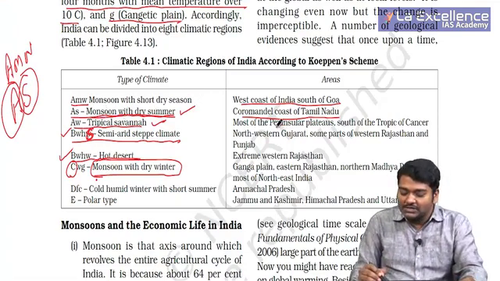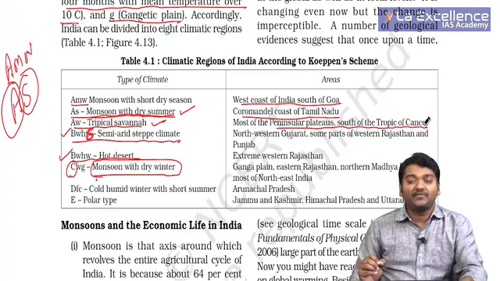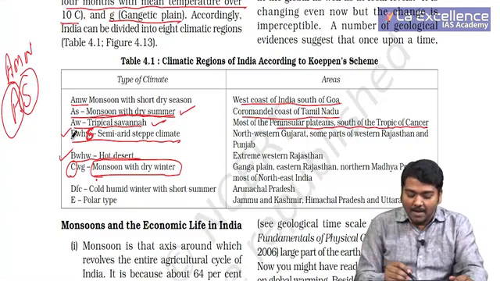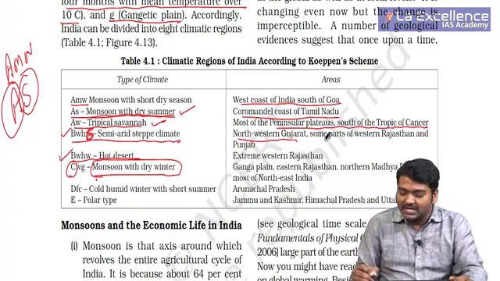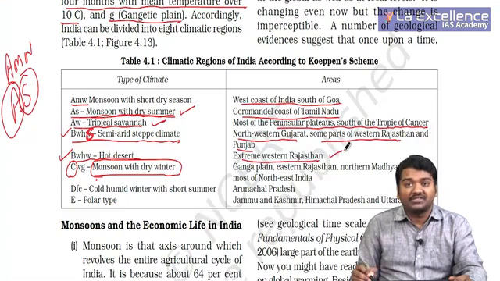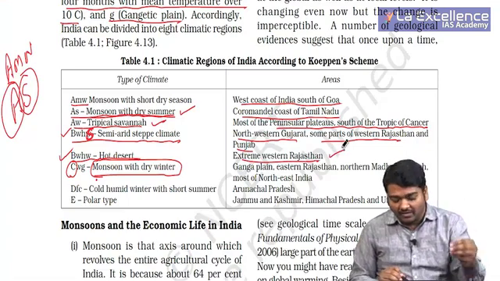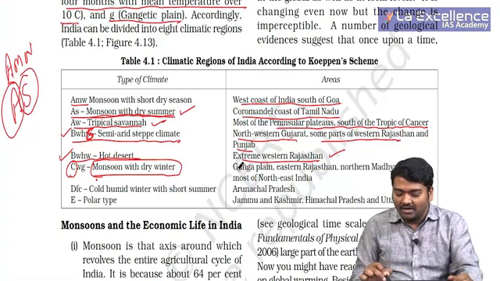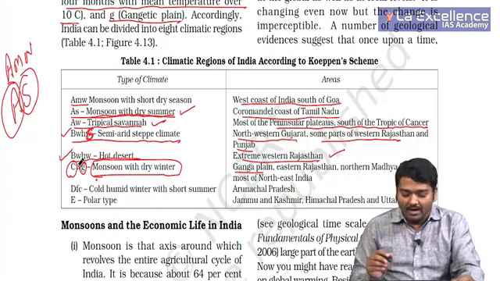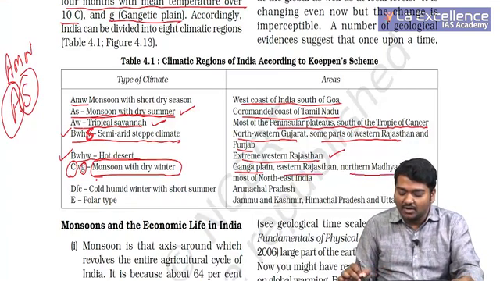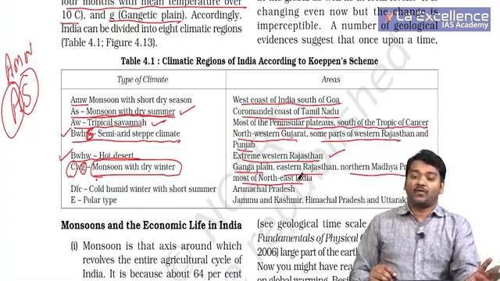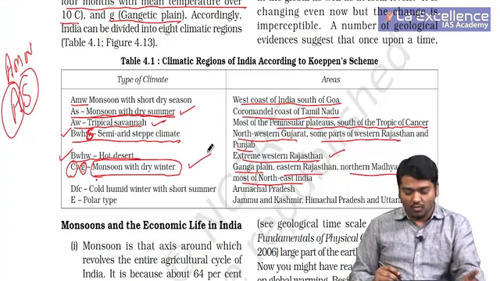Tropical savanna, most of the peninsular plateaus south of the Tropic of Cancer, especially on the eastward side of the mountains. BSHW, northwestern Gujarat, some parts of western Rajasthan and Punjab. Hot desert, extreme western Rajasthan, where there won't be any rainfall at all. Monsoon with dry winter. Ganga plain, when does it receive rainfall? And G, you know, stands for Gangetic plain, right? Ganga plain, eastern Rajasthan, northern Madhya Pradesh, most of northeast India. That is, you will receive monsoon rainfall, but you will also see dry winter throughout.